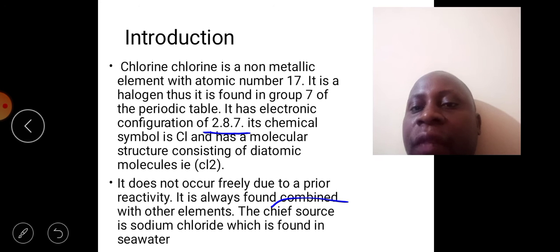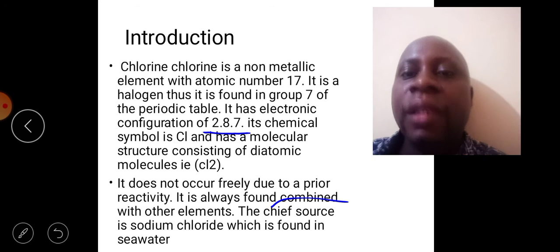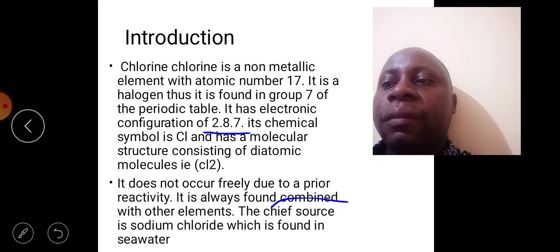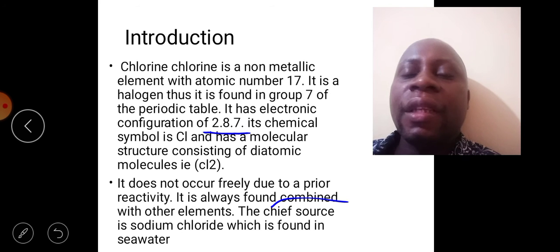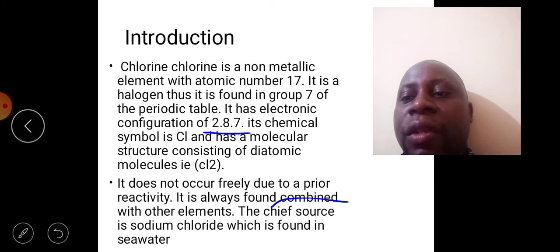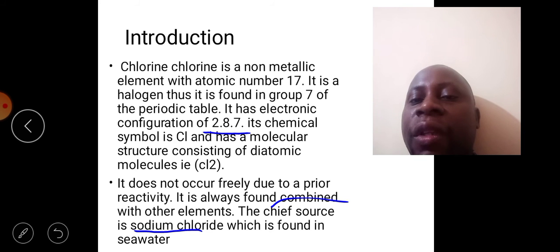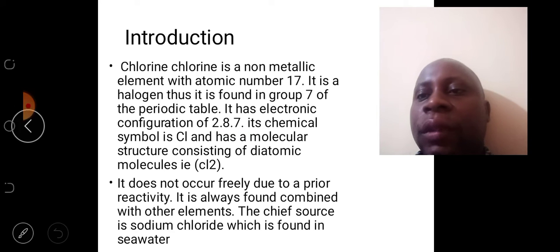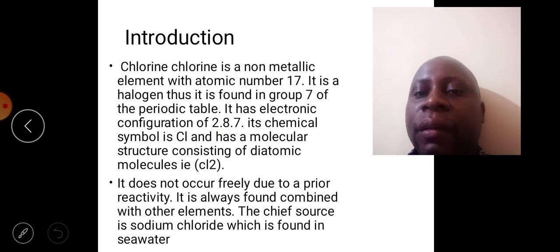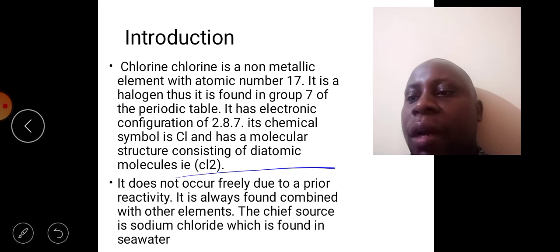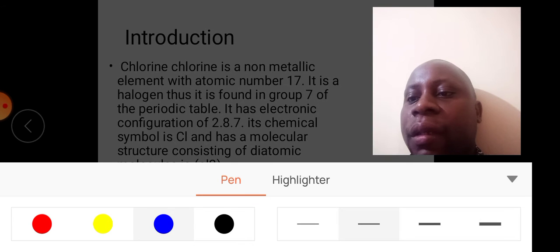For those who might have gone to swim in the sea, you might have tasted the seawater. It is salty due to the presence of sodium chloride. Therefore, in the seawater there is sodium chloride, which is the chief source of chlorine. Later we shall see how we can extract chlorine from the sodium chloride in the seawater. Good. Now, how do we prepare chlorine gas?